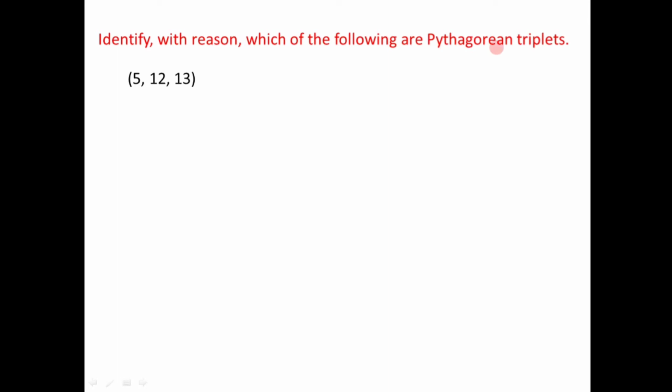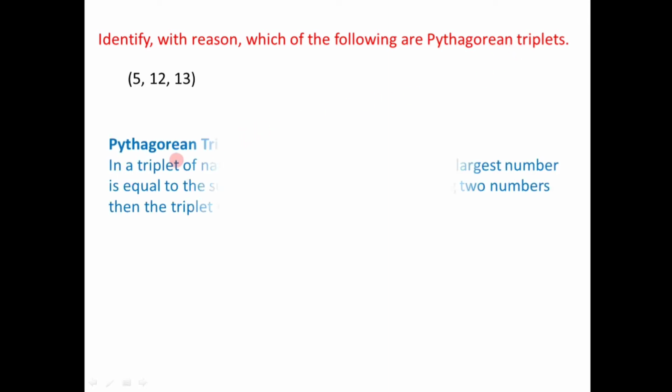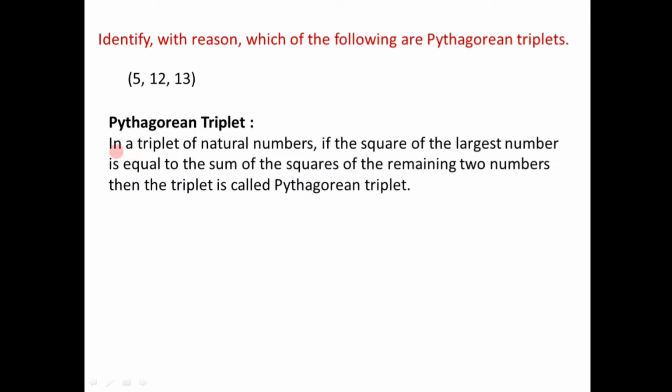For that we must know what is a Pythagorean triplet. So let's understand that one. Suppose in a triplet of natural numbers, if the square of the largest number is equal to the sum of the squares of the remaining two numbers, then the triplet is called a Pythagorean triplet. So suppose there are three numbers given which must be natural numbers, and amongst those if the square of the largest number is equal to the sum of the squares of the remaining two numbers, then that group of numbers is called a Pythagorean triplet.